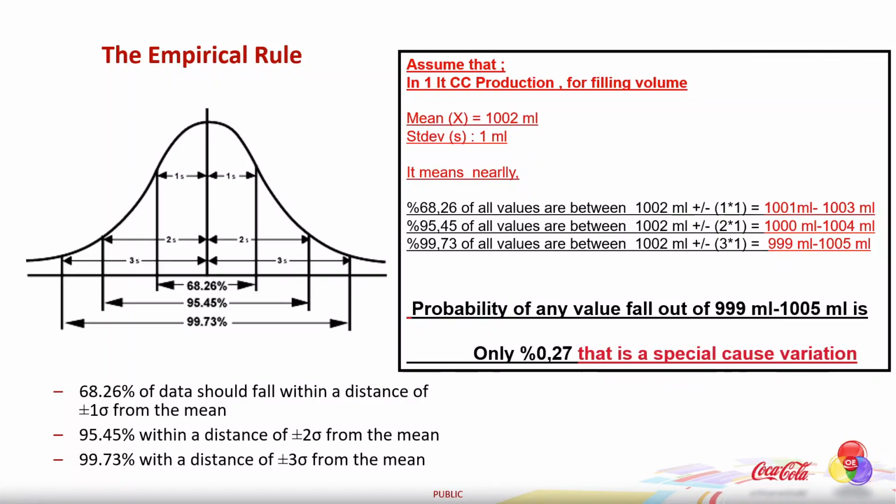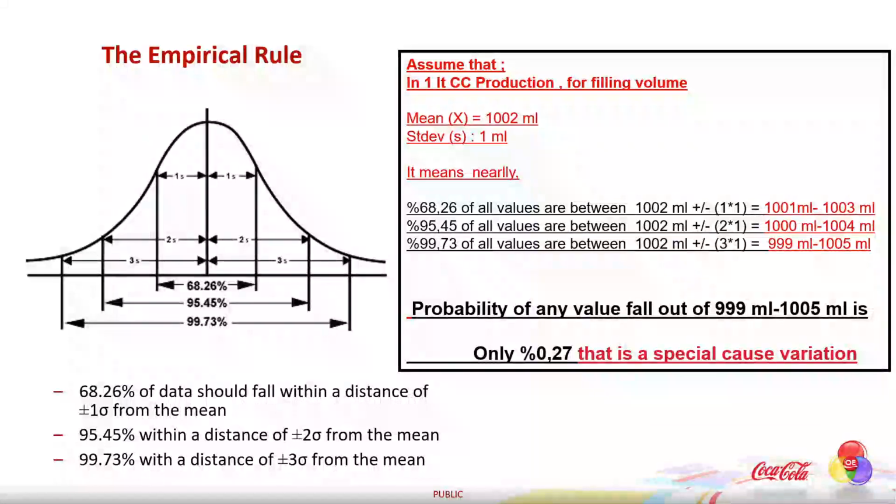So what is the empirical formula? The empirical formula rule is that 68.26% of the data should fall within a distance of plus minus 1 sigma. 95.45% of the data must be within plus minus 2 sigma, and 99.73% of the data must be within plus minus 3 sigma from the mean.